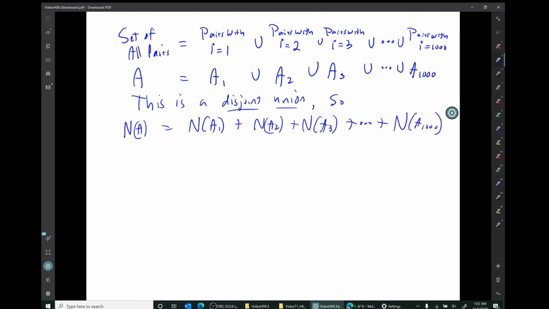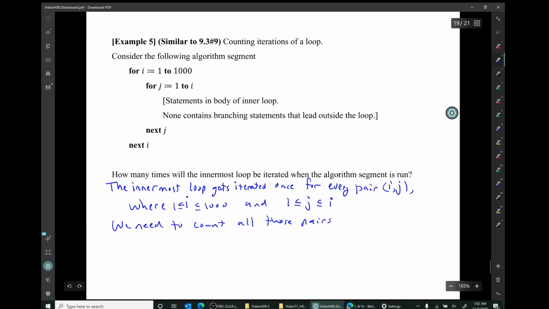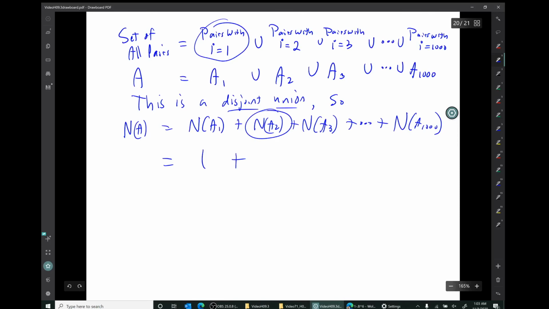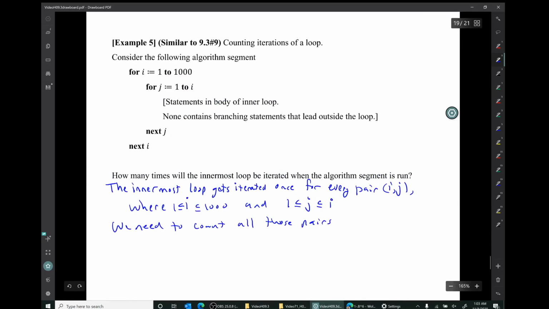So the question is, how many elements are in those sets? Well, remember, this is the number of pairs with i equals 1. Well, what are the pairs that have i equals 1? Those pairs have to have j be greater than or equal to 1 and less than or equal to i. In other words, j can only be the number 1. Now what about pairs with i equals 2? Well, for those pairs, i is the number 2, and j has to be greater than or equal to 1 and less than or equal to 2. So j can be 1 or 2.